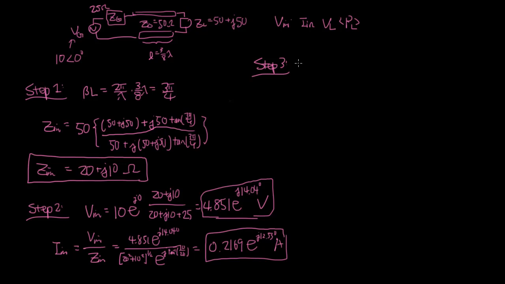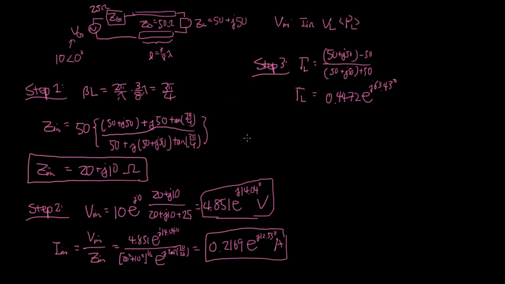So step 3, we're going to find our reflection coefficient. Remember, it can also be a complex number. So it's Z load minus Z naught, over Z load plus Z naught, 50 plus j50 minus 50 over 50 plus j50 plus 50. And if you convert that into polar form, you'll find that it is going to be equal to 0.4472 e to the j63.43 degrees.